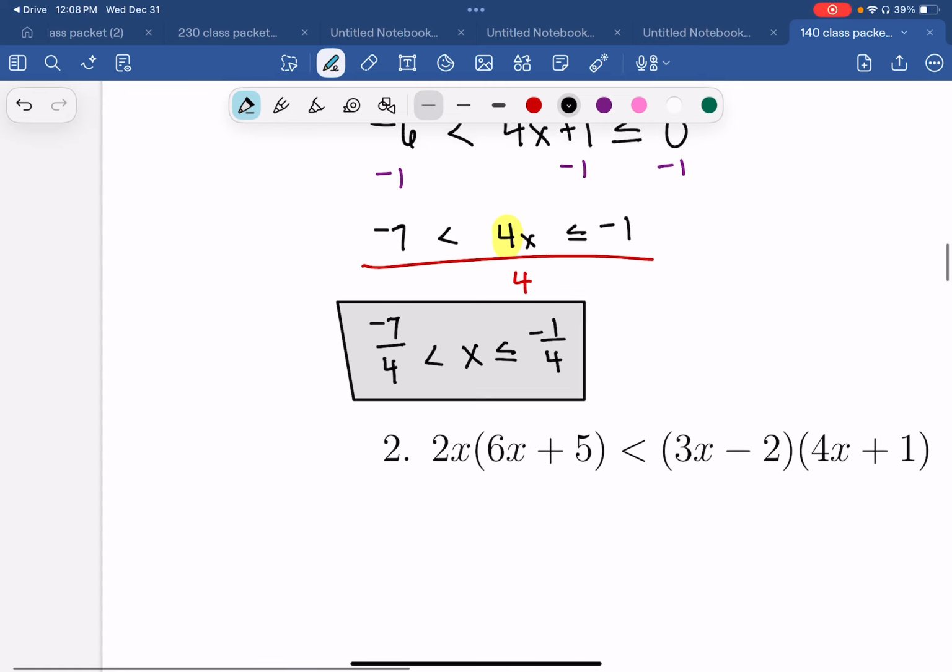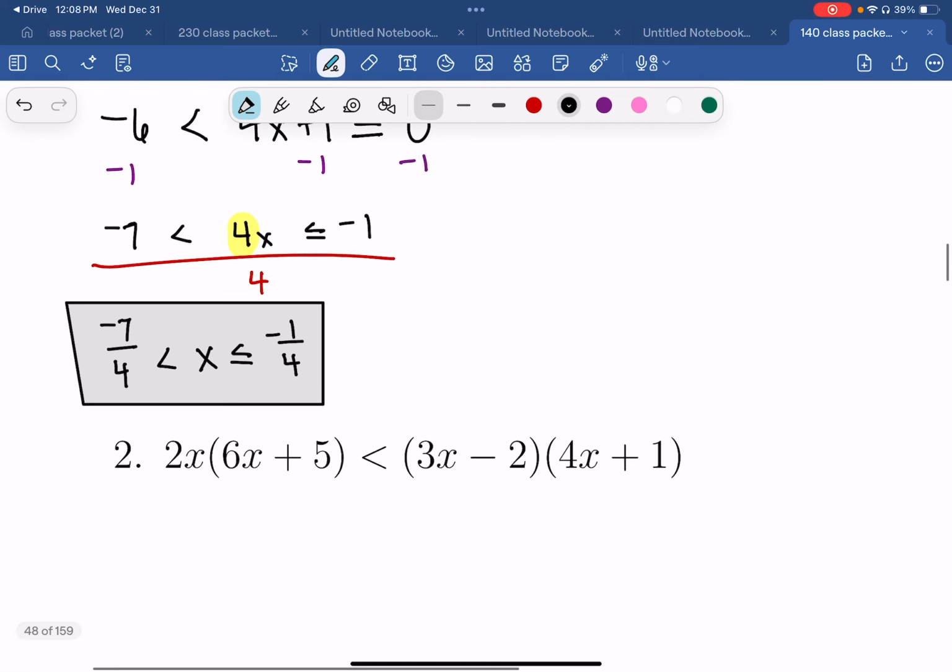Now, what I want to do next is I want to graph this solution. So I'm going to graph myself a number line. And all I'm going to do is put those two numbers on there, and they are in order left to right. So negative 7/4 is more negative than negative 1/4. If you convert that, that's negative 1 3/4 for your negative 7/4. And then I'm going to graph it.